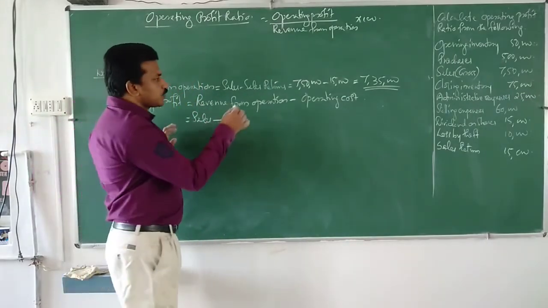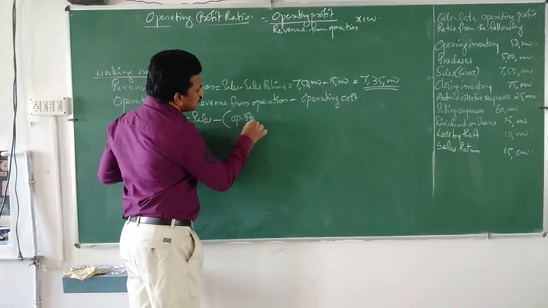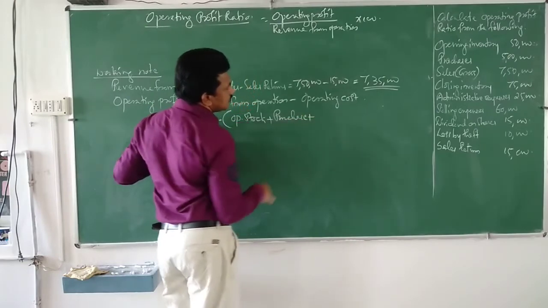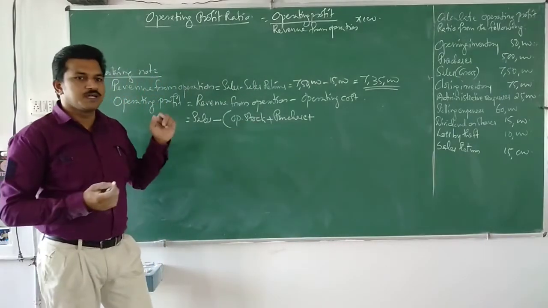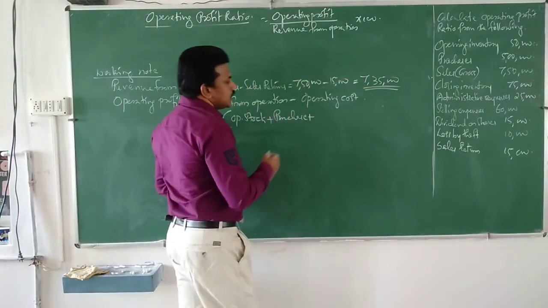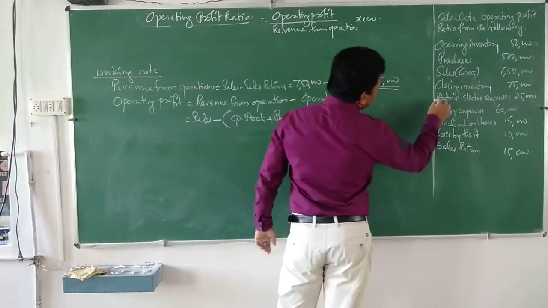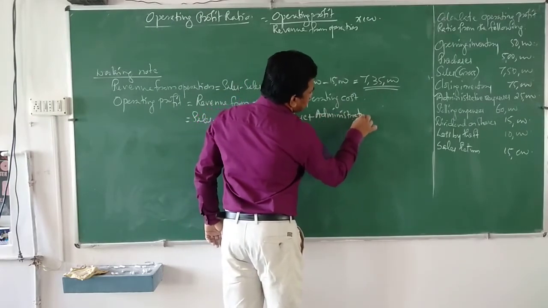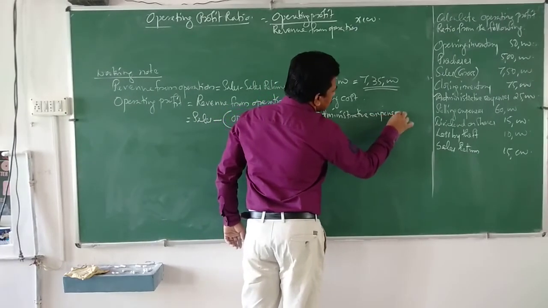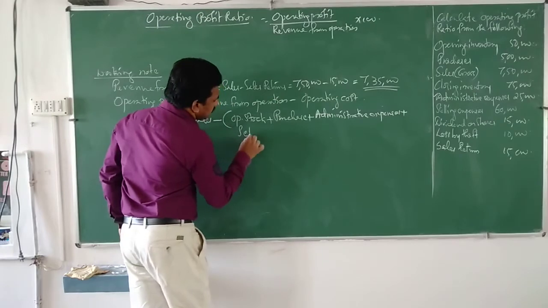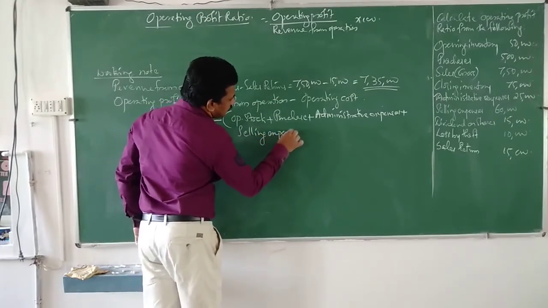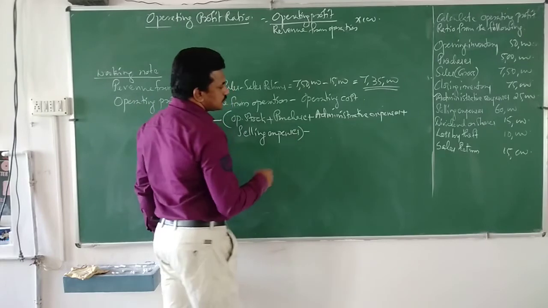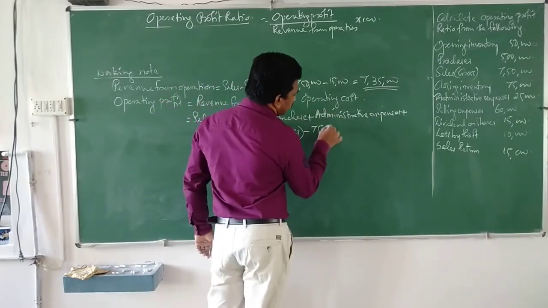Cost of goods sold we can calculate as opening stock plus purchase plus direct expenses. Direct expenses nothing is there, then we can add other expenses like administrative expenses plus selling expenses minus closing stock 75,000.